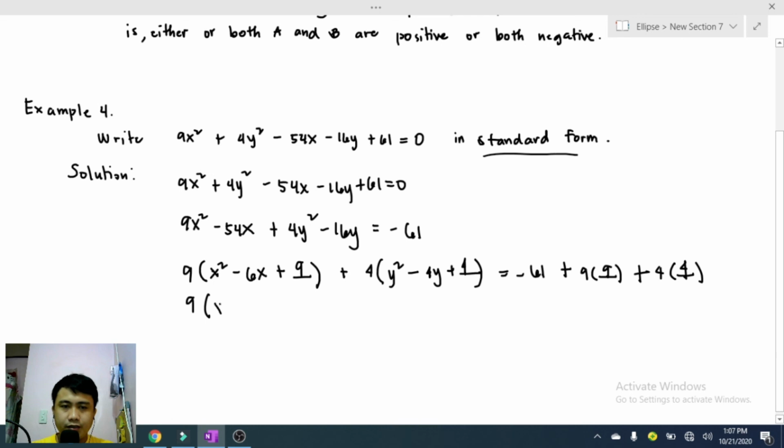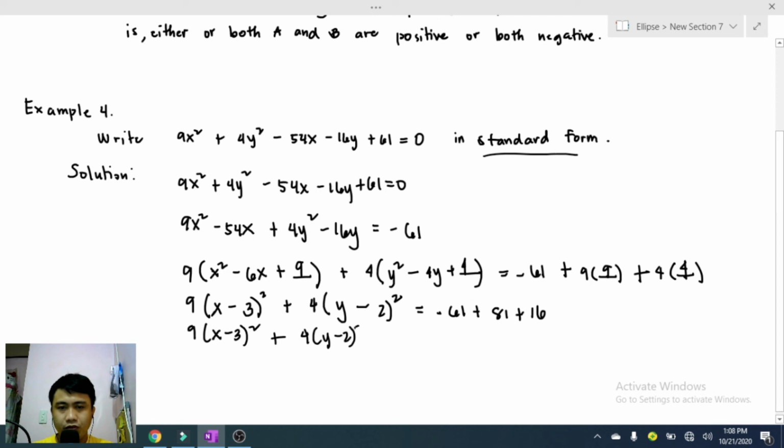Square root of x squared is x. Copy the operation minus. Square root of 9 is 3. So, ano tayong square binomial? Plus. Ganon din dyan, y. Copy the operation minus. Square root of 4 is 2. Raised to 2. So, equal yan sa negative 61 plus 9 times 9 is 81 plus 4 times 4 is 16. You have 9 times x minus 3 squared plus 4 y minus 2 squared.